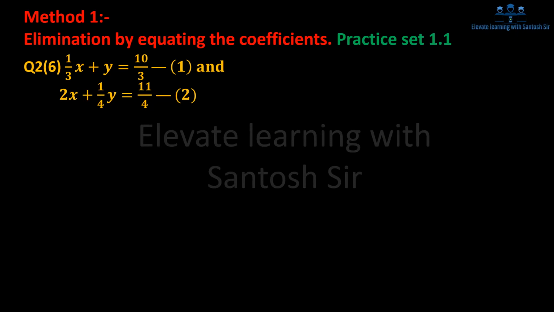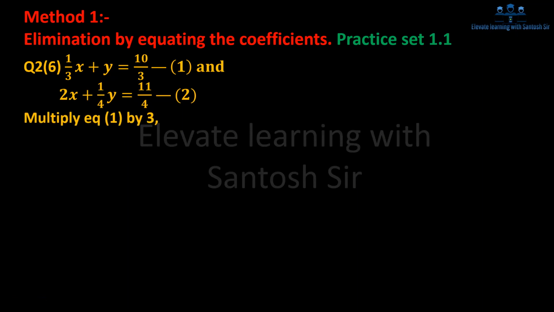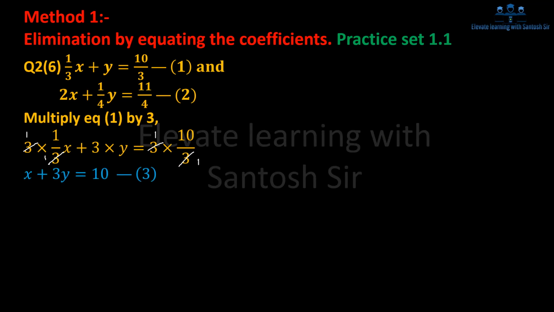Remember in the beginning when I was showing important points to remember, I said that we can multiply an equation with the same number throughout. So I want to get rid of the denominators in the first equation. So why not multiply the first equation throughout by 3? If we multiply first equation throughout by 3, each term will be multiplied by 3 and the denominators will get cancelled. We will get x plus 3y is equal to 10. We have made the equation 1 simple and we have marked it as equation 3.